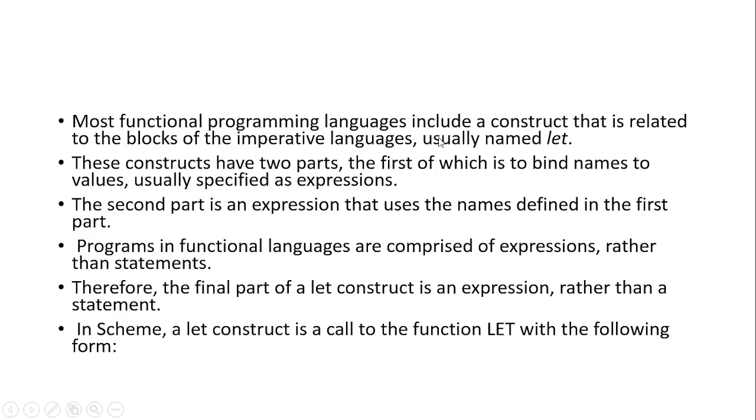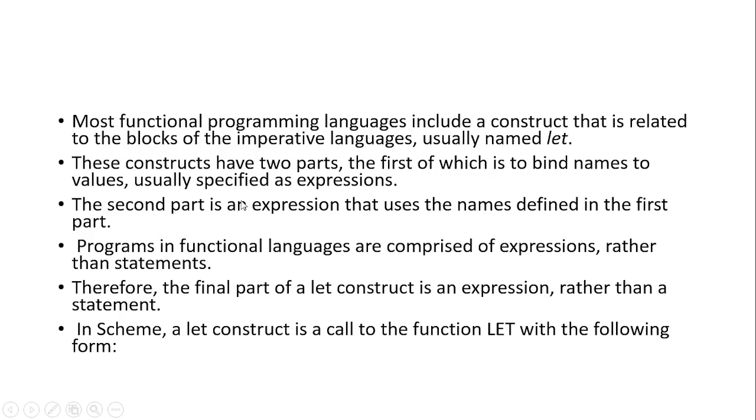Most functional programming languages include a construct that is related to the blocks of imperative languages, usually named let. These constructs have two parts. The first part binds names to values, usually specified as expressions. The second part is an expression that uses the names defined in the first part. Programs in functional languages are comprised of expressions rather than statements. Therefore, in a language like Scheme, the final part of a let construct is an expression rather than a statement.